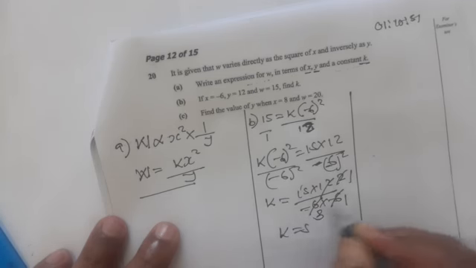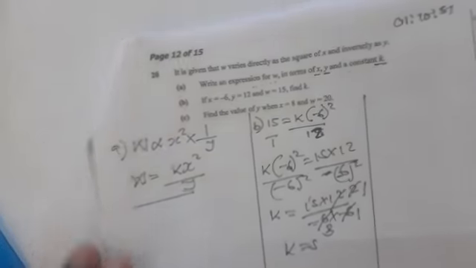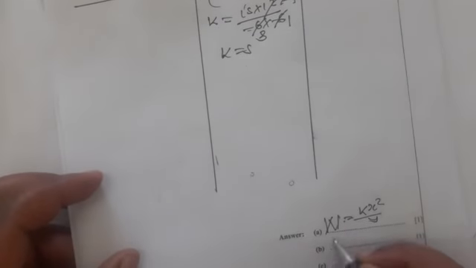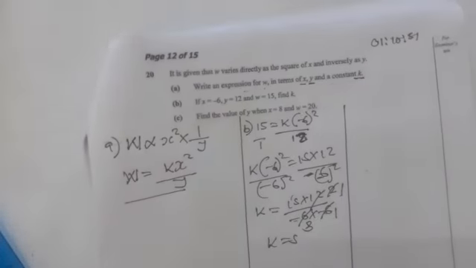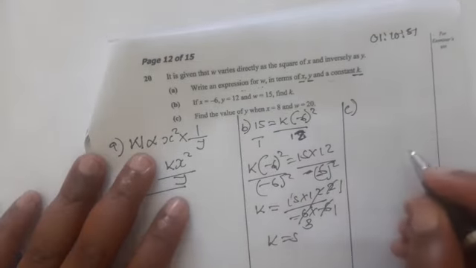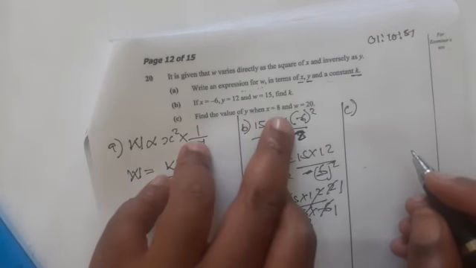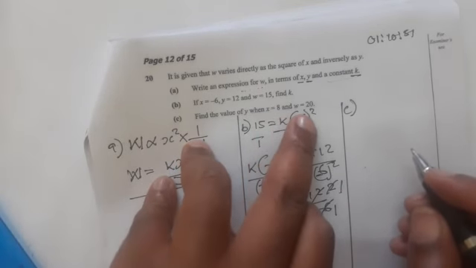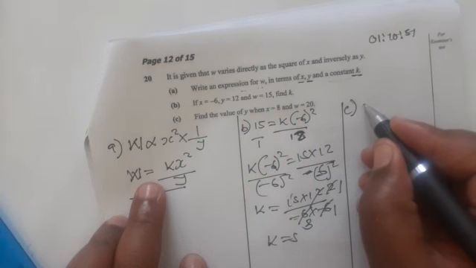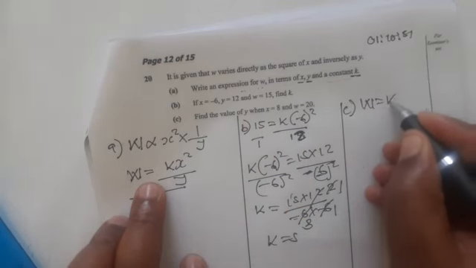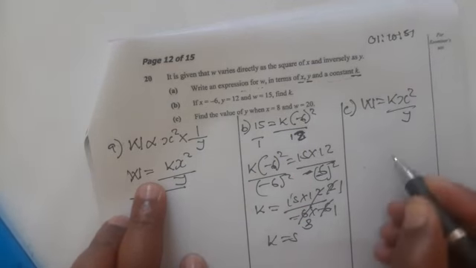So k is 5. Negative and negative will be positive. Alright? So we say k is equal to 5. Okay, then we go to C. Find the value of y when x is 8 and w is 20. So we have w here. W is equal to k x squared over y.